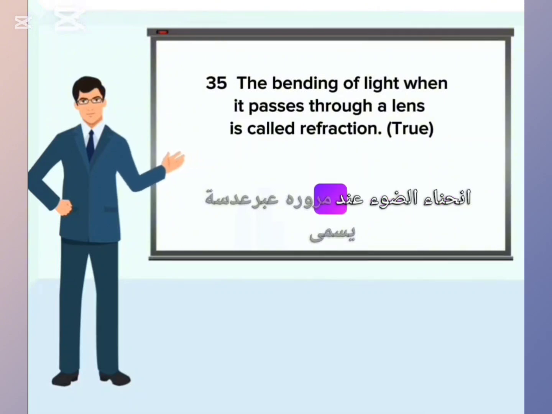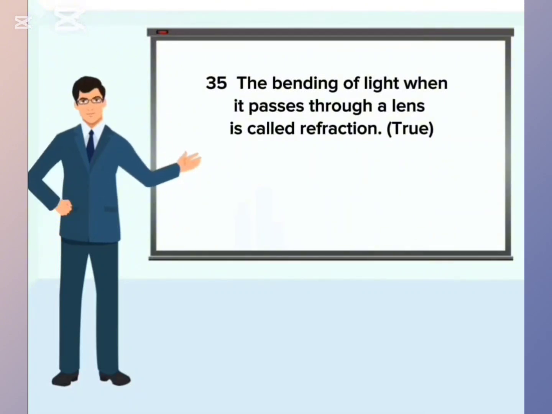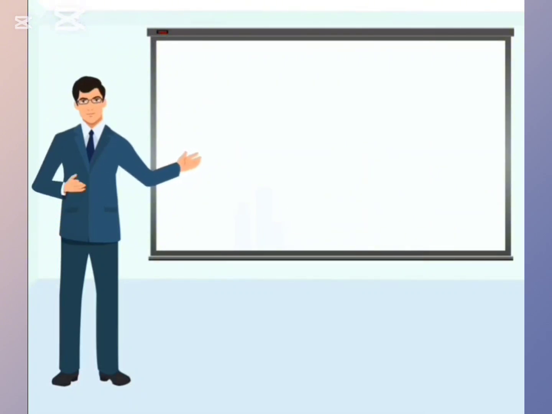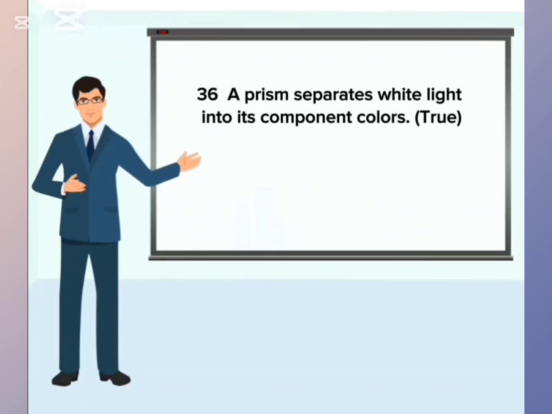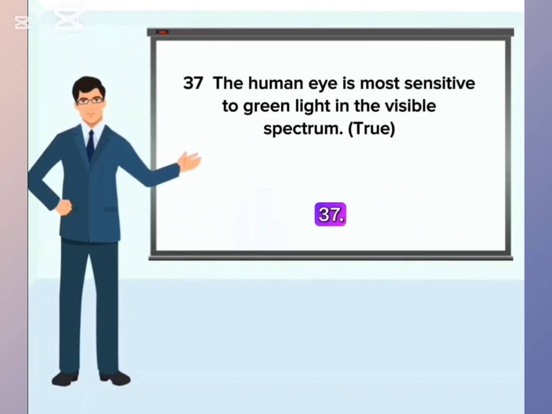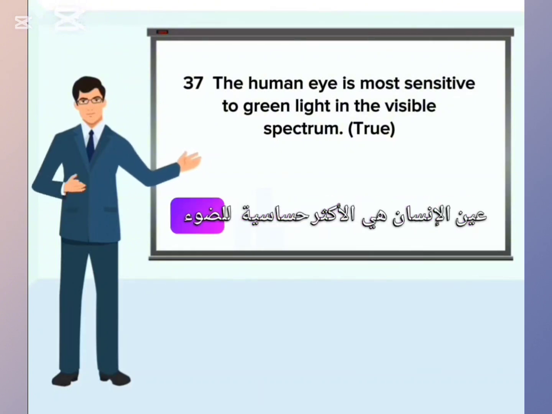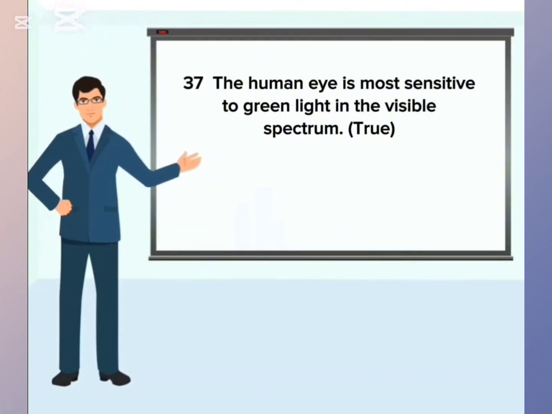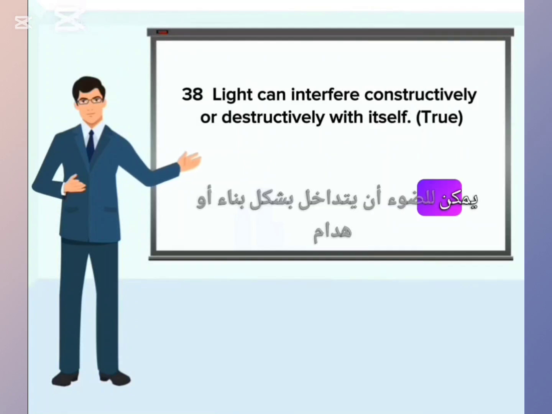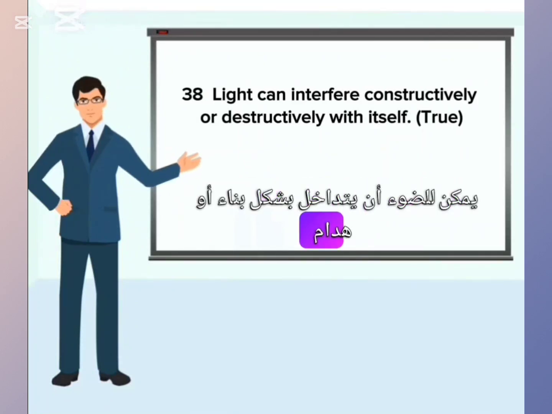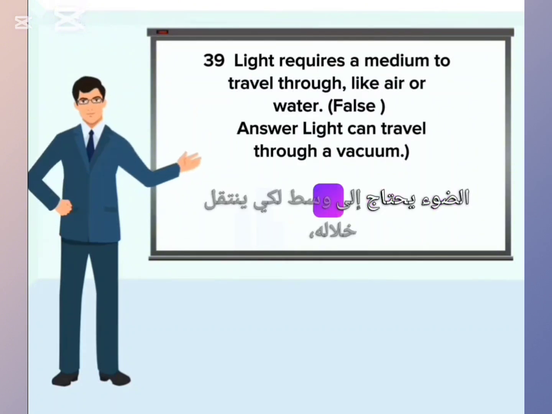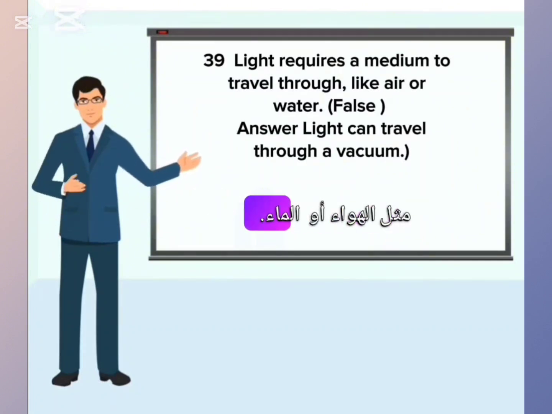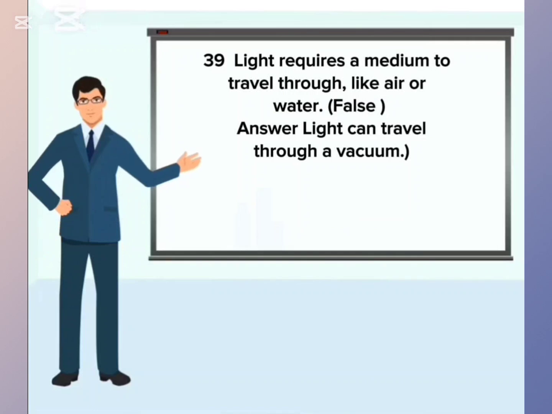35. The bending of light when it passes through a lens is called refraction. True. 36. A prism separates white light into its component colors. True. 37. The human eye is most sensitive to green light in the visible spectrum. True. 38. Light can interfere constructively or destructively with itself. True. 39. Light requires a medium to travel through, like air or water. False. Answer: Light can travel through a vacuum.